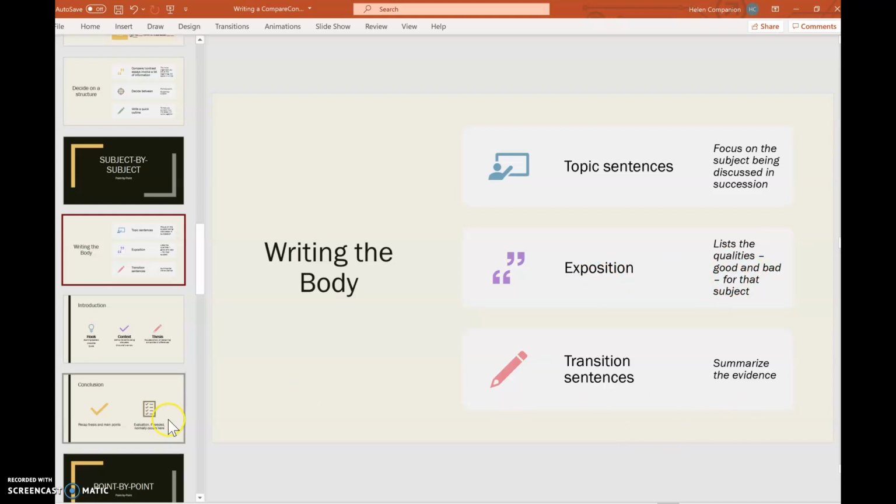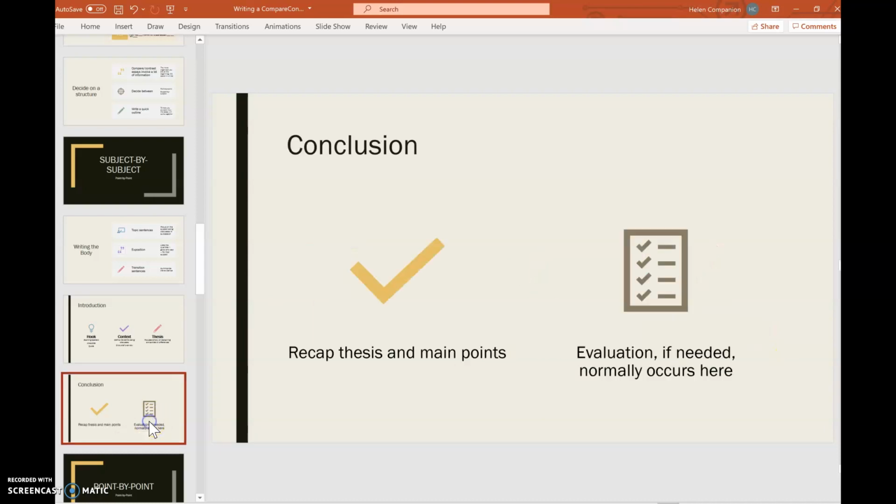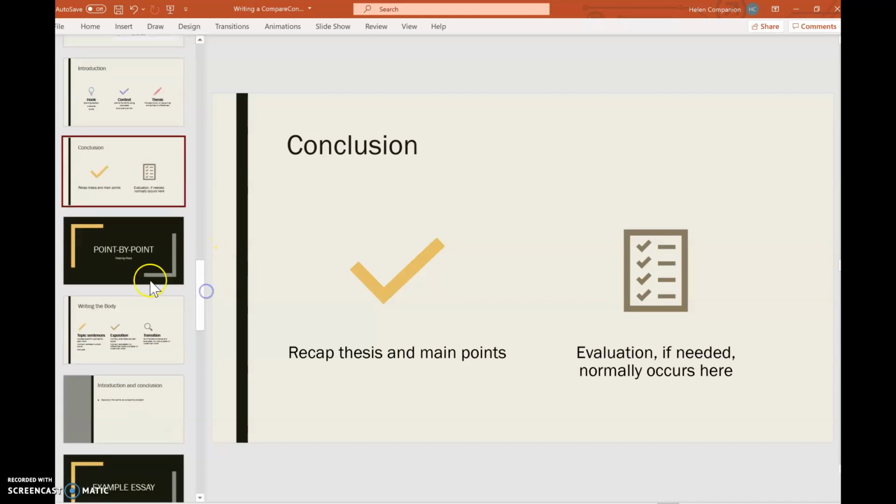Your transition sentences will summarize the evidence. Your introduction will start with a hook, as always: a startling statistic, an anecdote, or a quote are good options. Then you'll use context. You'll define the terms being discussed for the reader if they're unfamiliar, and give a brief overview of what you'll talk about. And then your thesis for subject by subject will simply focus on explaining similarities or differences. In your conclusion, you'll recap the thesis and main points, and if there's any evaluation or assessment needed, it will occur there.